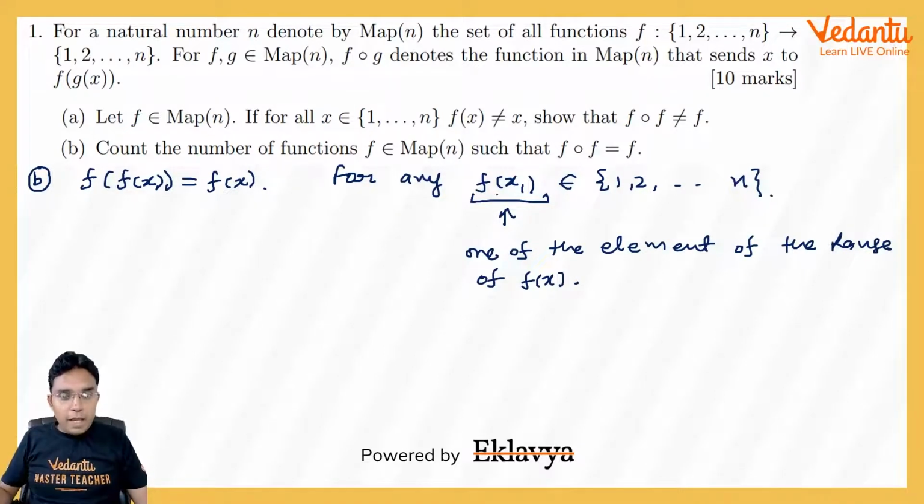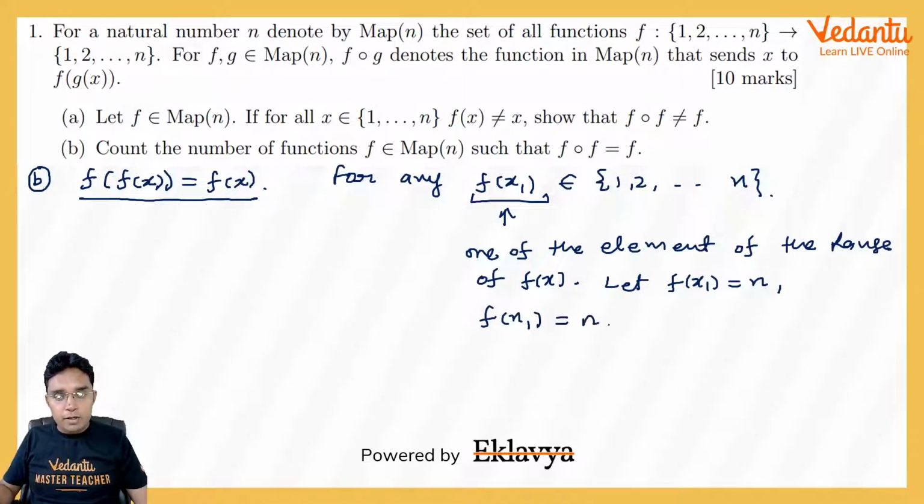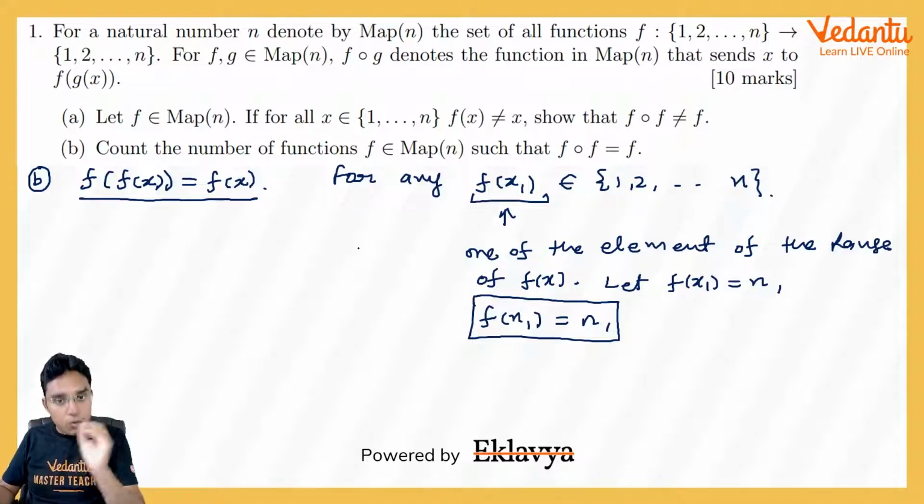Okay, so for any such element, please understand, you can take fx1, take this fx1 to be equal to, let us say, n1. If we want this relation to be valid, we will require that f of n1 be equal to n1. So what I have tried to say here is that whatever element we have in the range, because domain and codomain are the same set, this element in the range will be there in the domain also.